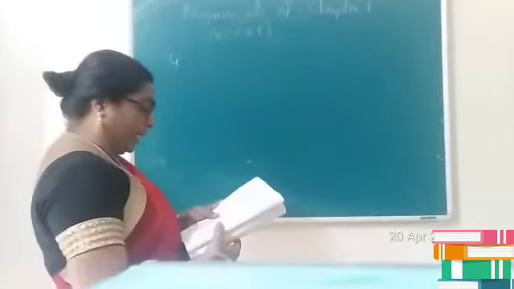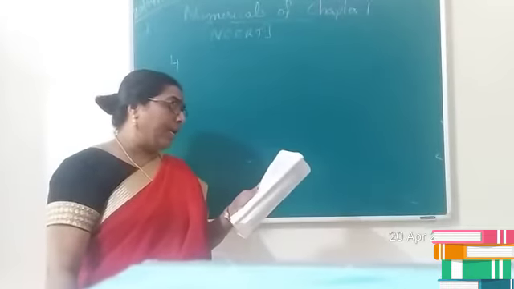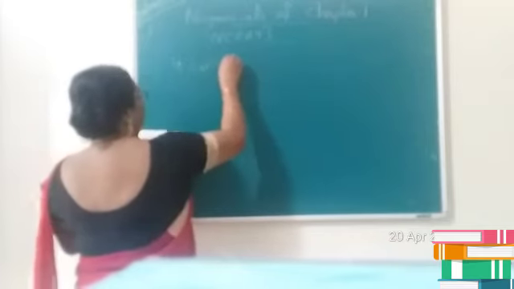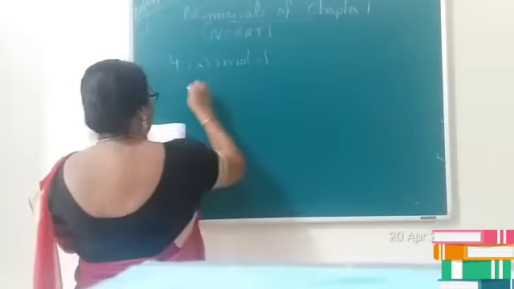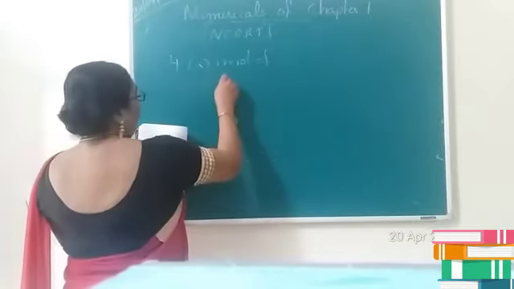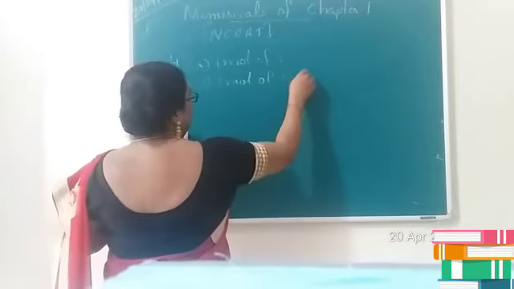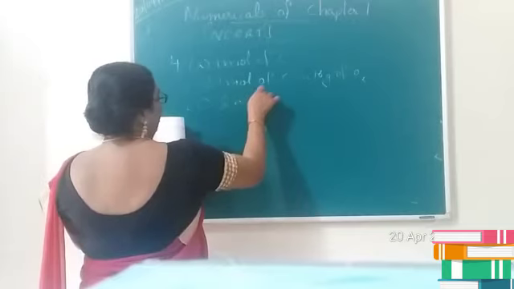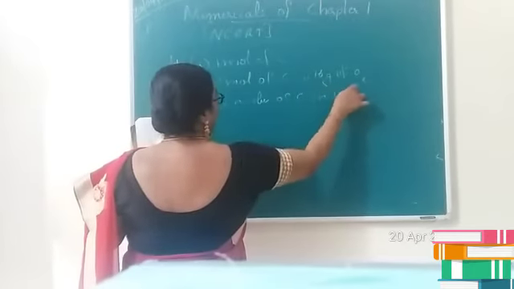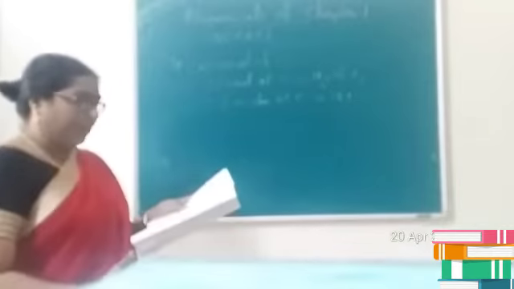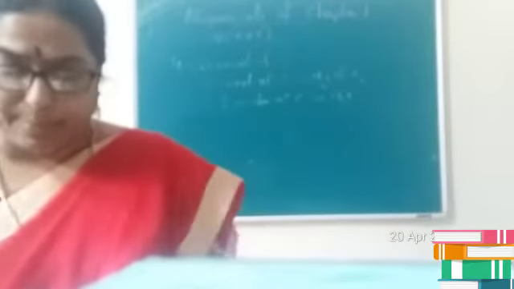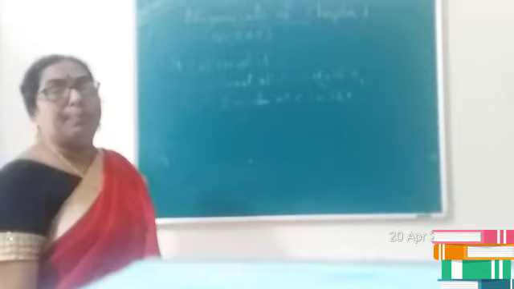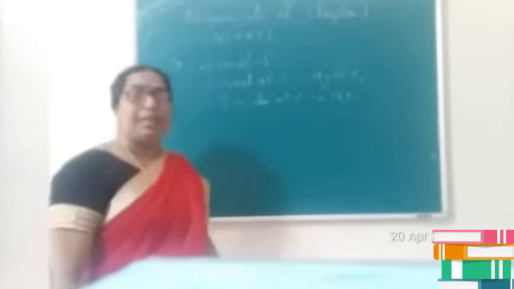In question number 4 it is asked, calculate the amount of carbon dioxide that could be produced when, first, 1 mole of carbon is burned. Second, 1 mole of carbon is burned in 16 grams of oxygen. Third case, 2 moles of carbon is burned in 16 grams of oxygen. Is the question clear, children? Calculate the amount of carbon dioxide that can be produced. It is asked to calculate the amount of carbon dioxide produced under 3 different conditions.